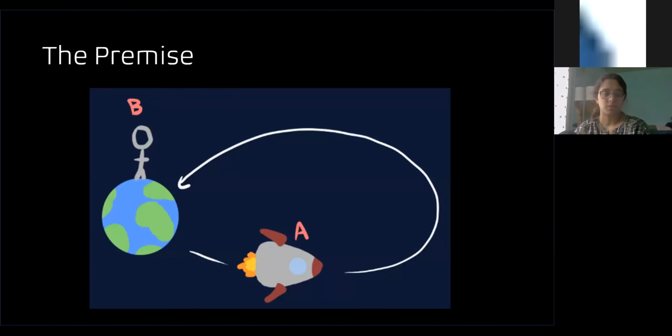So this is the premise of the twin paradox. You have two twins, let's call them Allie and Bob. And let's just suppose that Bob stays on Earth while Allie gets in a spaceship and travels at near light speed somewhere far away and then returns. Who is older when Allie comes back?